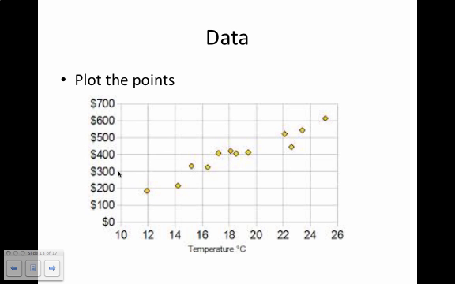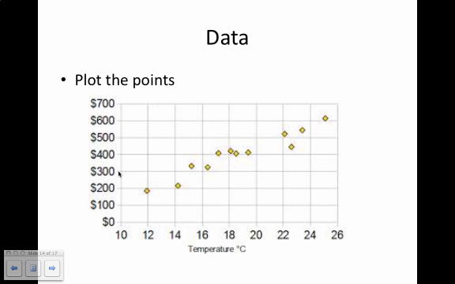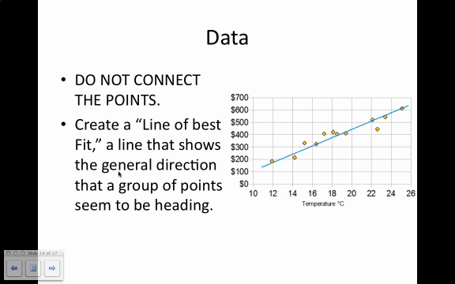Now notice how I said just plot your data, because you do not connect the data points ever. I'm going to go back a slide. This is what we call a scatter plot. In a scatter plot, the line does not go from point to point. What you do need to do is create a line of best fit. That is this blue line here, and it's basically a line that shows the general direction that a group of points seem to be heading.